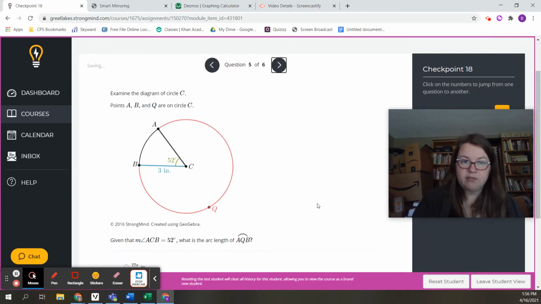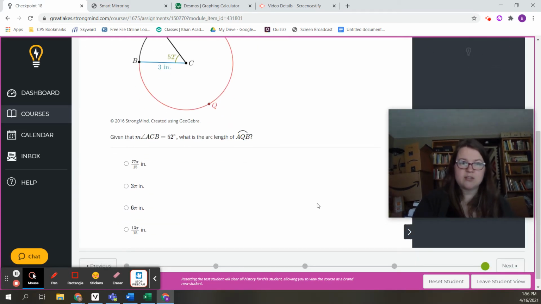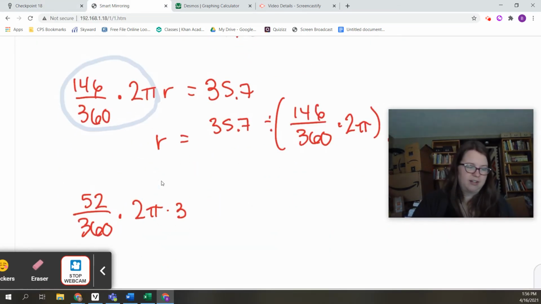Okay, question 5 of 6. We have the radius, we have the central angle, and we are supposed to find the arc length. So our central angle is 52 over 360 multiplied by 2 pi, and then our radius is 3. And then the answer, notice that these answers have pi. So that means when we're doing this, we're going to put pi in our pocket and save it for later.